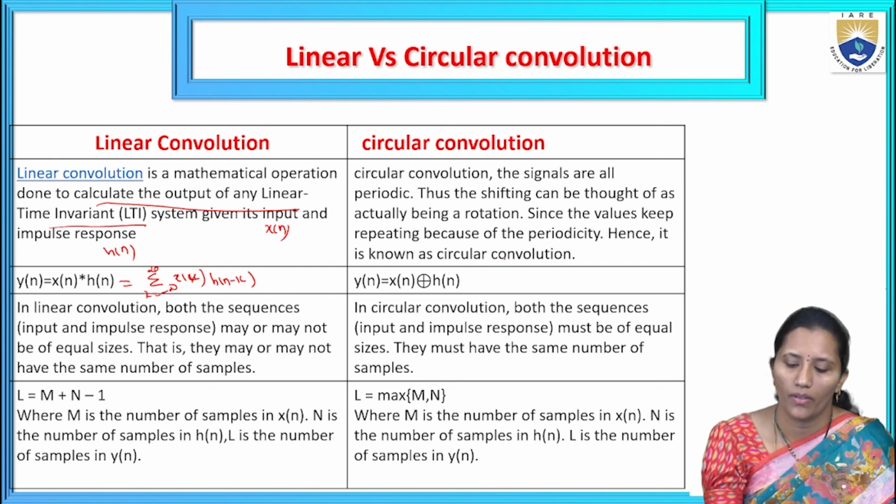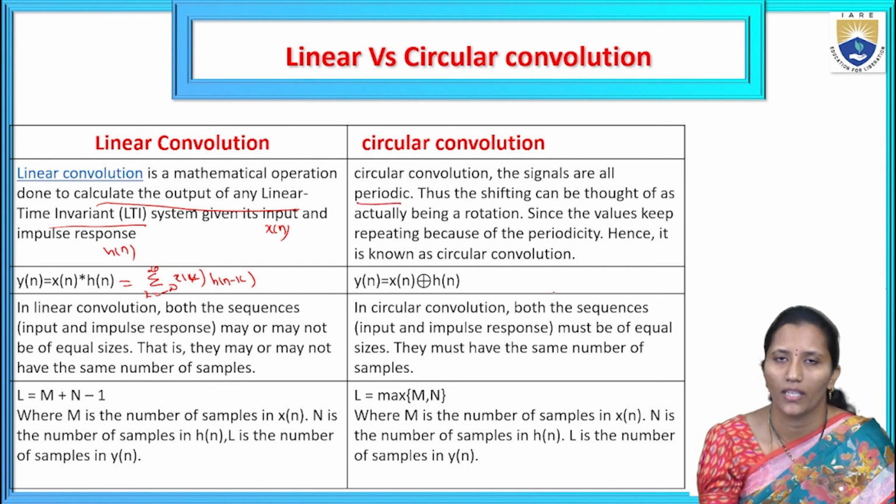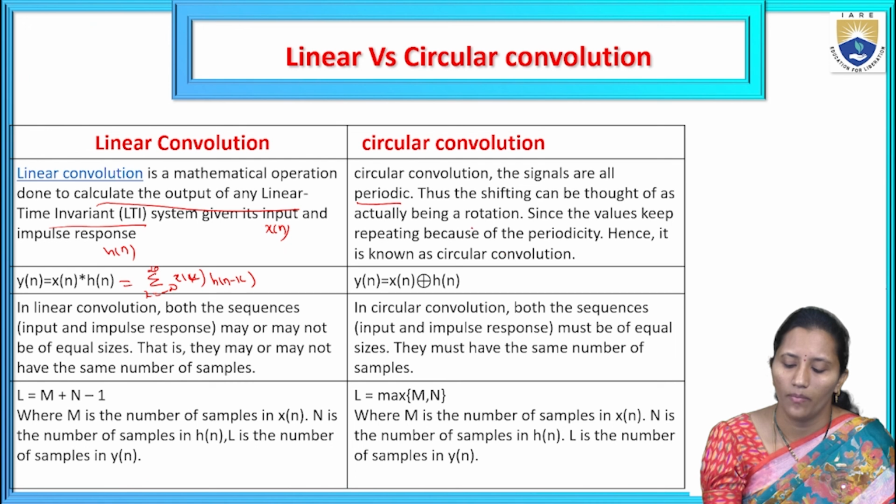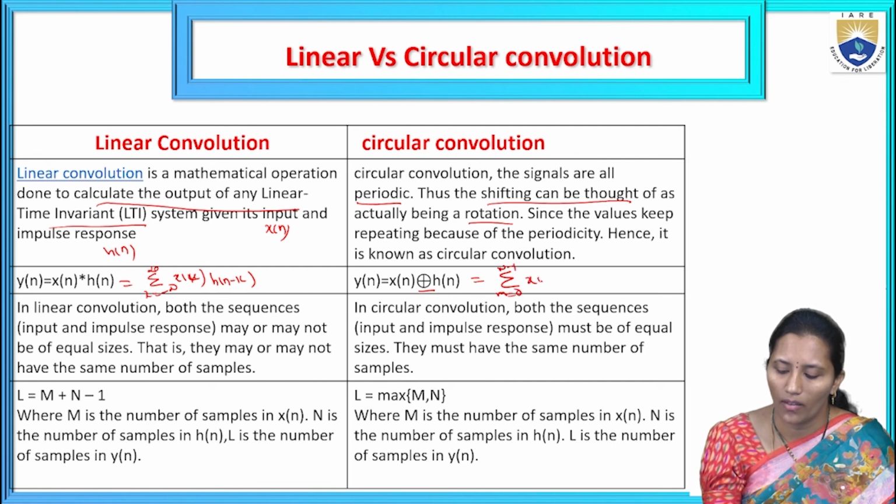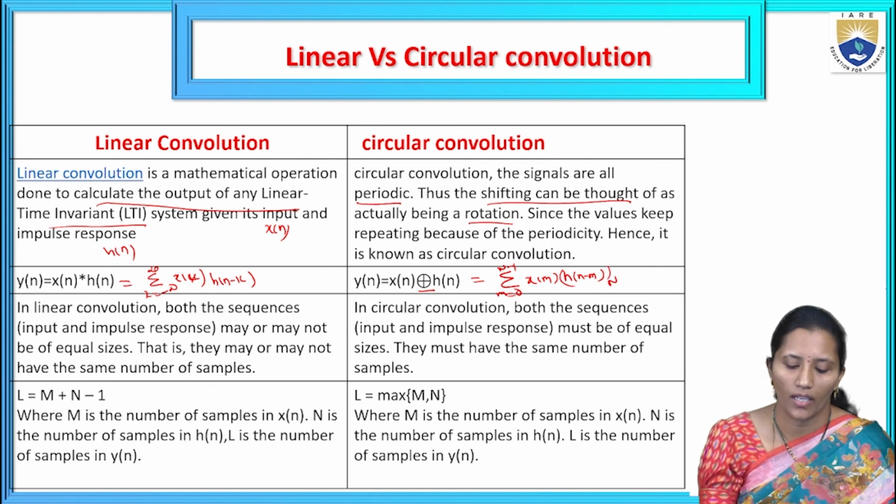Circular convolution is for periodic signals. Linear convolution may be for periodic or aperiodic signals, but circular convolution is for periodic signals only. Here, the shifting can be thought of actually being rotation. It is represented by this symbol. The formula is sigma m equals 0 to n minus 1 x of m h of n minus m modulo n. This is the formula for circular convolution.